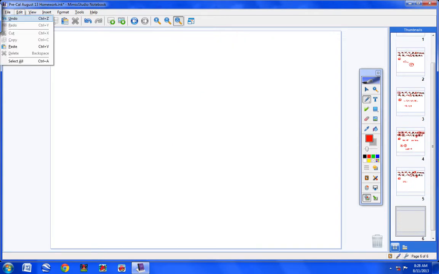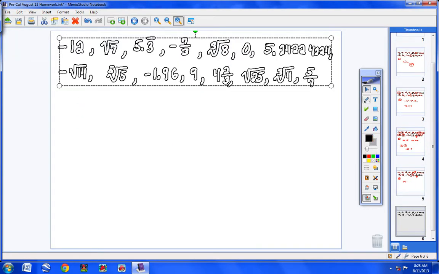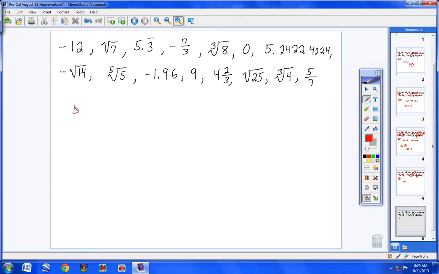Take a look at number 5. Number 5 says, which are the rational numbers? Well, that means they are integers, or they terminate, or they repeat. So we're looking for numbers that are integers, or they do repeat, or they do terminate. They come to an end.